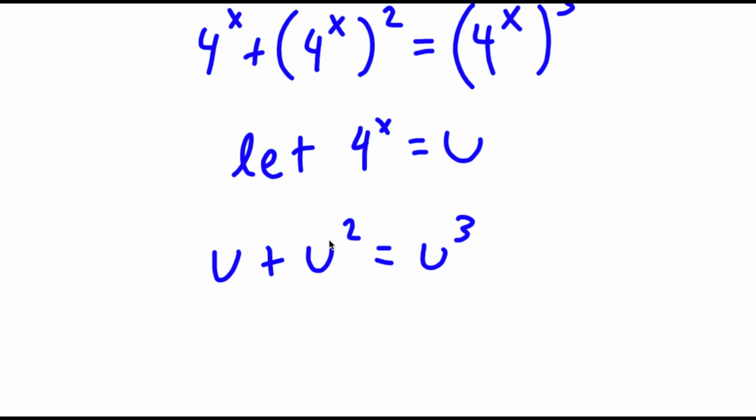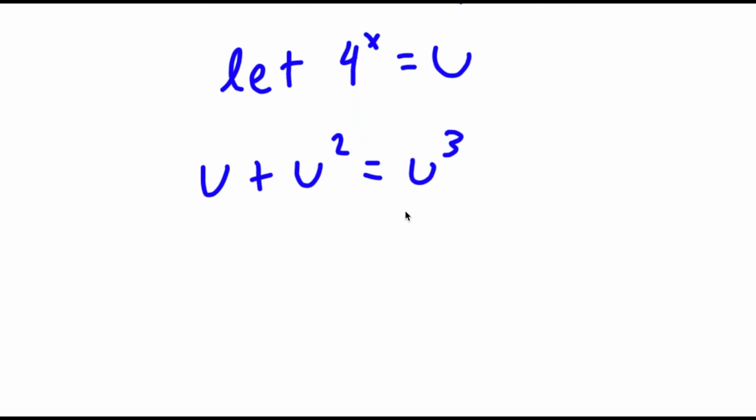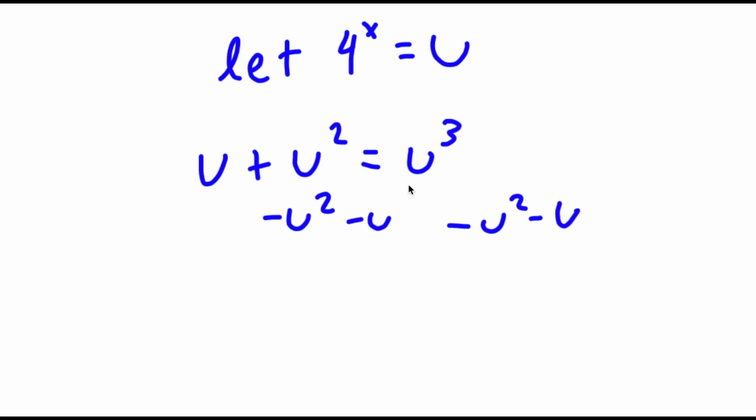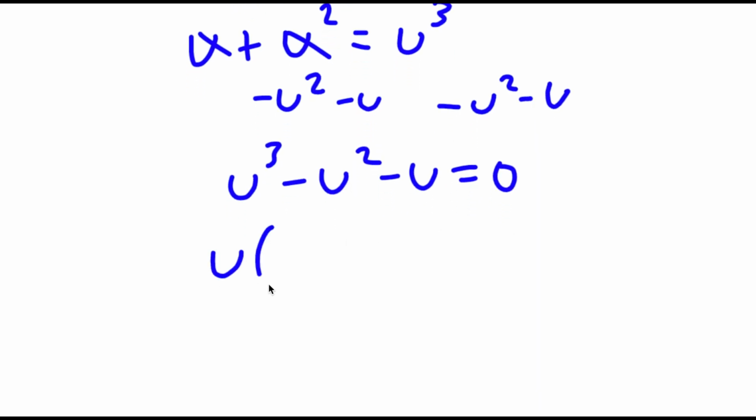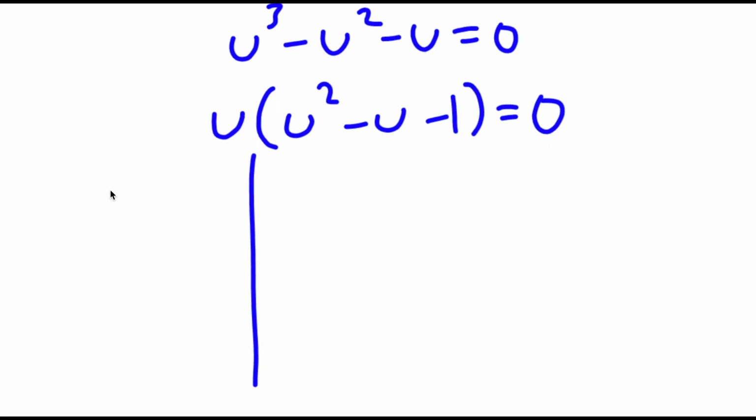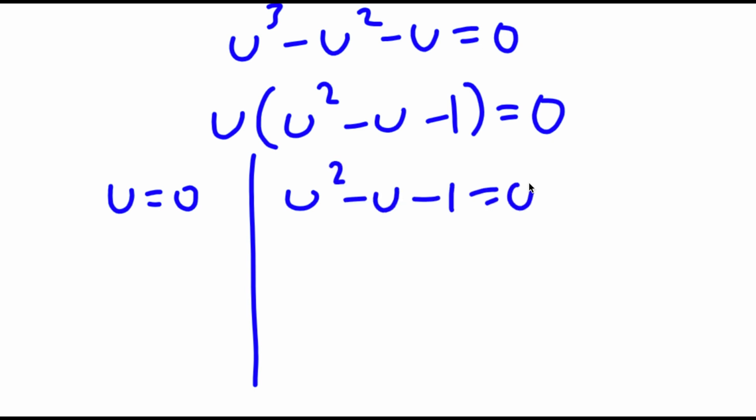Now to solve this, I'm going to start by subtracting u squared and u on both sides. So these two cancel out, and now I have u to the power of 3 minus u squared minus u is equal to 0. Now I can factor out u, so I have u times u squared minus u minus 1 is equal to 0. Now to solve this, I can divide this into two parts: u equals 0 and u squared minus u minus 1 is equal to 0.